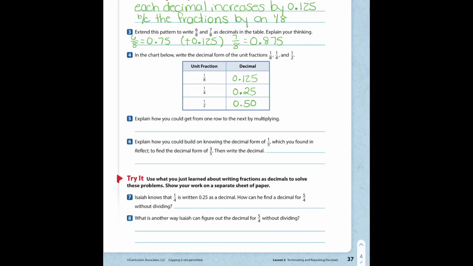So next I want you to explain how you could get from one row to the next by multiplying. Taking a look at the chart in number 4, I'm going to give you a minute to think: how could you go from one row to the next by multiplying? Look at those fractions and how they compare, and look at those decimals and see what you notice. I'll give you a minute to think about that.